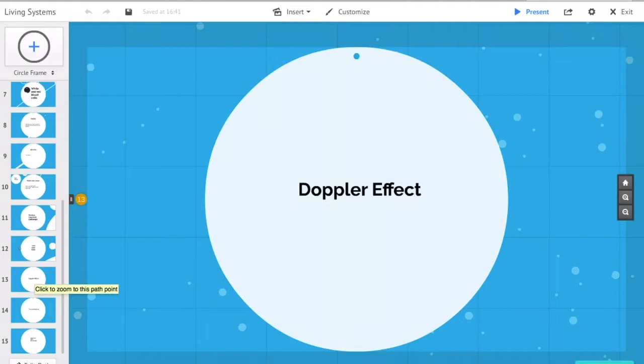Okay, Doppler effect. So first we'll give you the definition and then an example. Doppler effect is the change in frequency or wavelength of a wave for an observer moving relative to its source. Okay, so what does that mean?